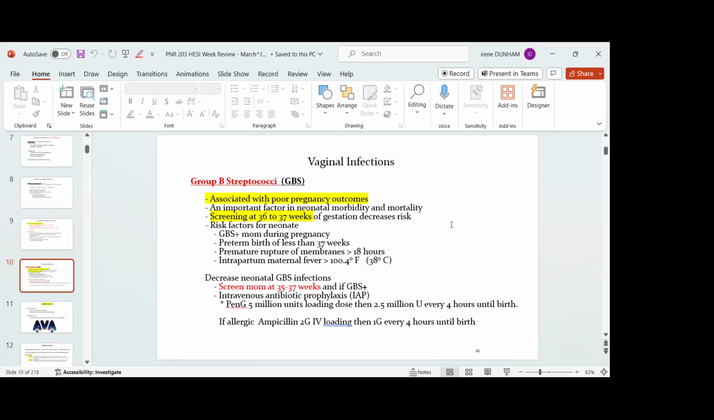So what are we going to do? All right, so mom gets cultured around 36 to 37 weeks gestation. She comes up and she's positive. We can give her antibiotics during labor, okay? And during the labor, we give her antibiotics and she can have a regular vaginal delivery, okay? And of course, the baby will be watched in the NICU after that delivery, but we can deliver.